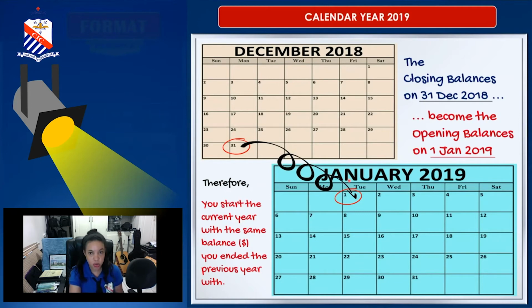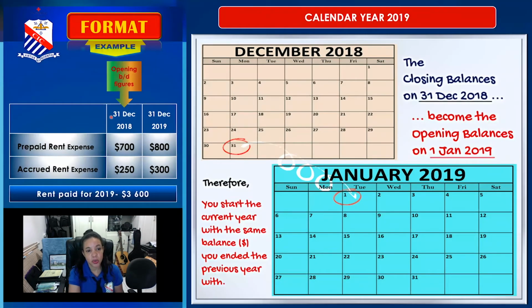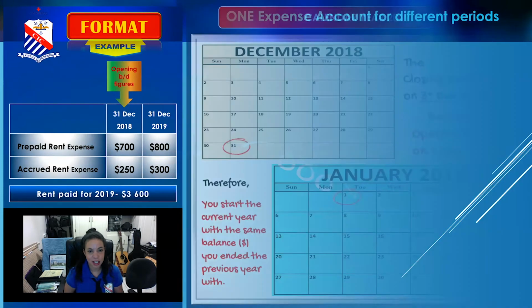If you are given two closing dates, the older year or the previous year, those balances become your opening balances for the current period. So they gave us two closing dates. This is the older year or the previous year. 2018 is before 2019. So these balances automatically become your opening balances for the 1st of January 2019. So now we can move on.